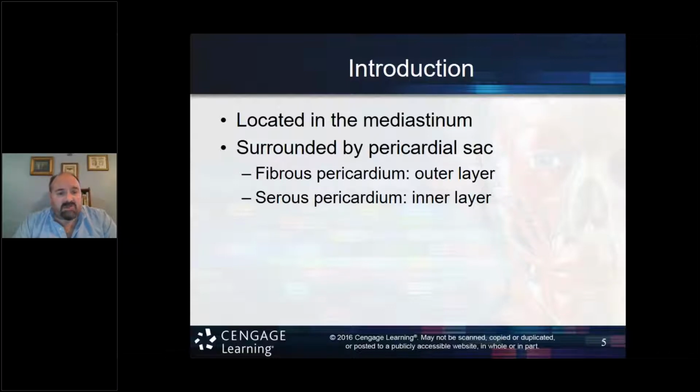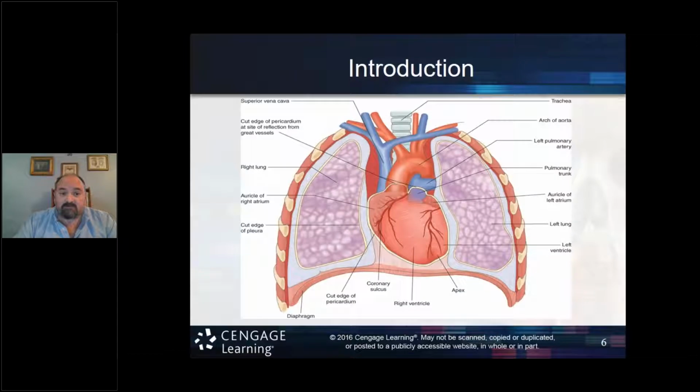You'll see here, as far as the location of the heart, we call that area the mediastinum. It's posterior to the sternum and primarily more left-sided. We have coverings of the heart, so you see here the pericardial sac. This is a serous membrane. We have the fibrous and the serous pericardium.